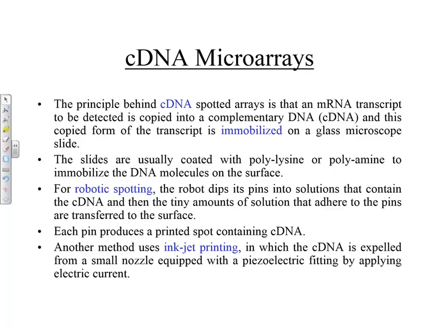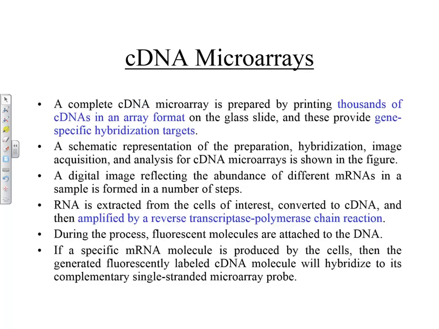Another method uses inkjet printing, in which the cDNA is expelled from a small nozzle equipped with a piezoelectric fitting by applying electric current. Again, these technologies are more than 10 years old. Today maybe they're doing something else. The company will just give you a chip and you'll work with that. So a complete cDNA microarray is prepared by printing thousands of cDNAs in an array format on the glass slide, and these provide gene-specific hybridization targets.